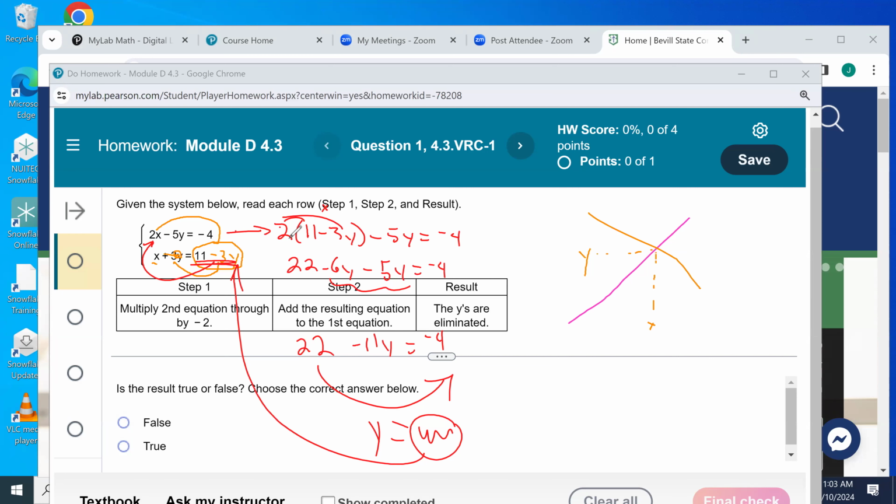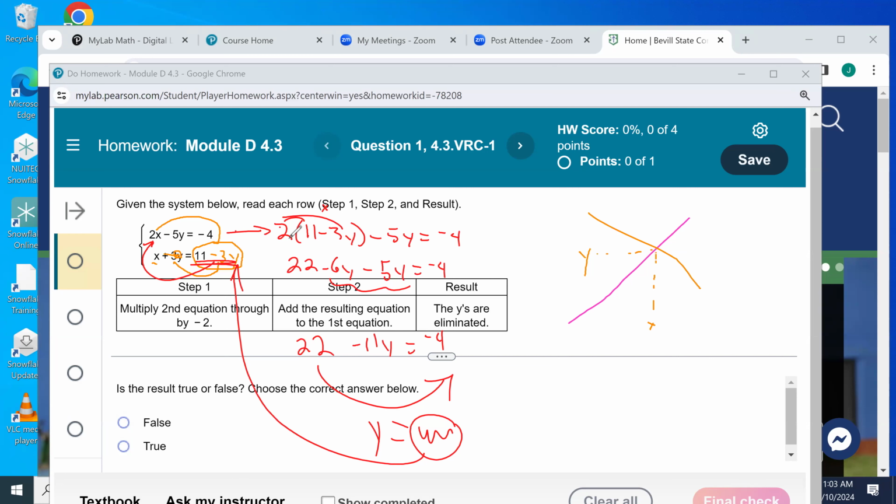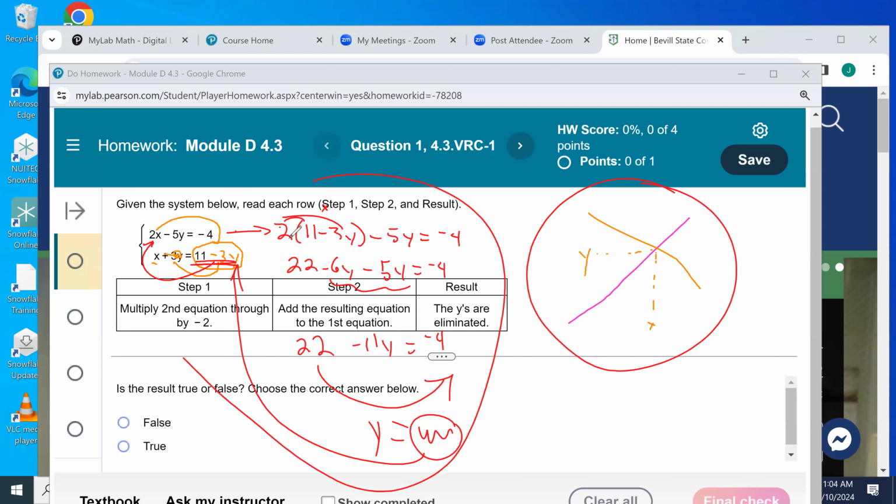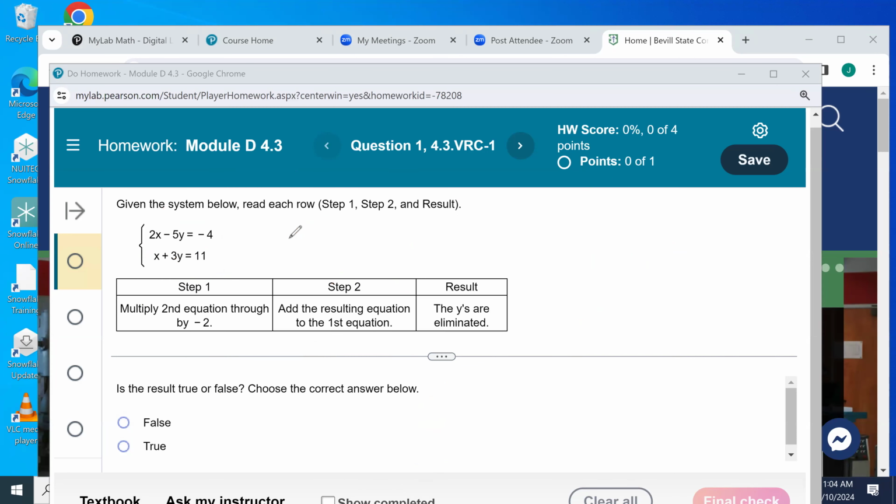Okay. So here's way number 1: you graph them. This is kind of way number 2. It's called substitution. Then here's way number 3. It's going to describe this.